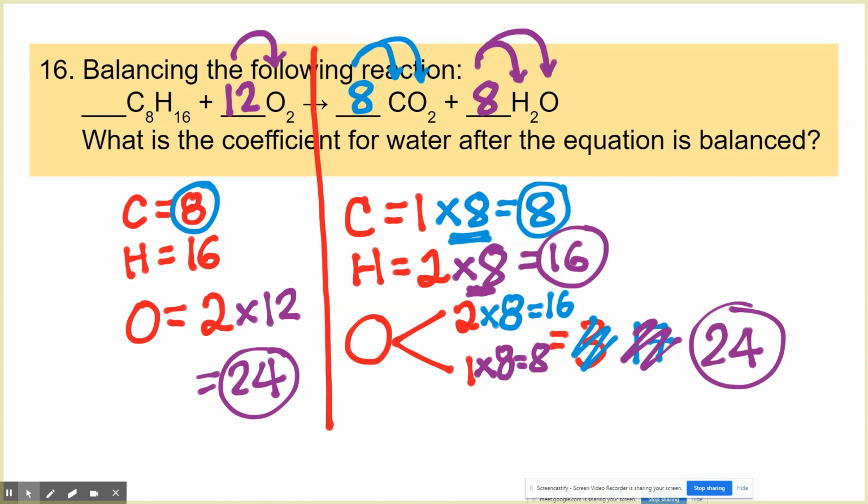The blank is a 1. So what is the coefficient for water here? The coefficient for water, the answer here, is 8. You see it? And that is question number 16.